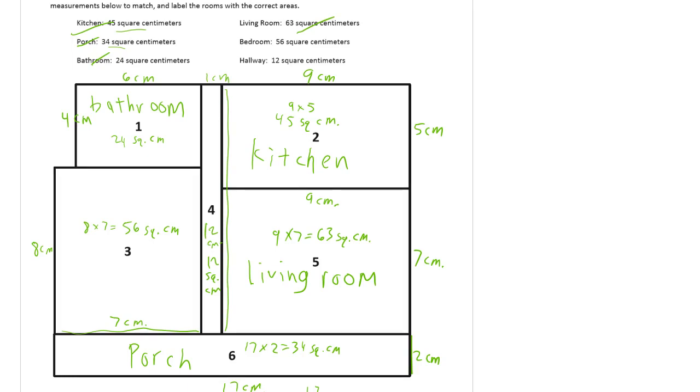And then the bedroom is 56 square centimeters, so that's rectangle 3. And the hallway is 12 square centimeters. So rectangle 4 is the hallway. And that kind of makes sense. The porch is at the front of the house. The hallway goes down the middle between the rooms. And we have the other four rooms.